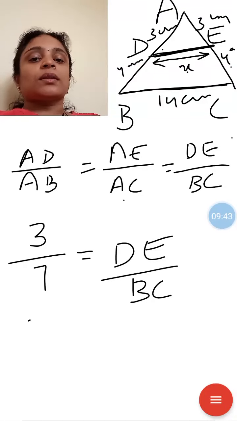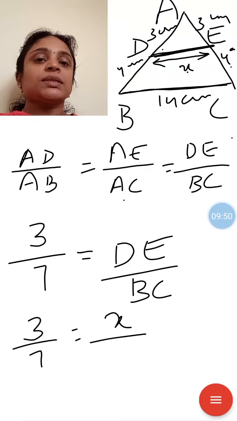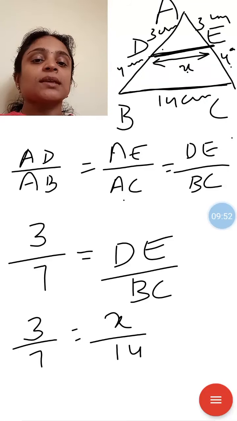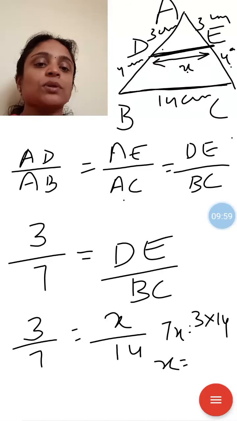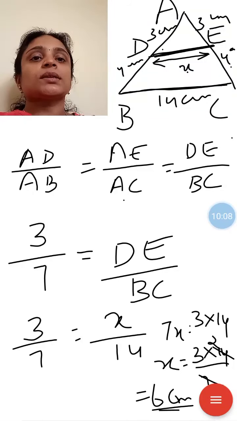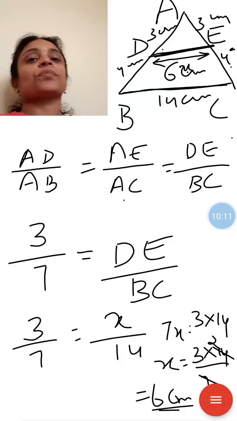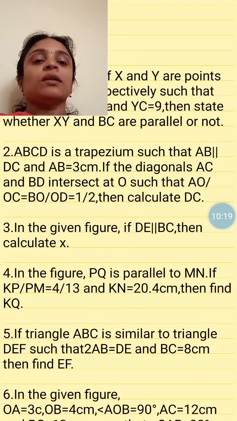3 by 7 equal to DE, X by BC is 14. So what is X? 7X equal to 3 into 14. So X equal to 3 into 14 by 7, which is 6 centimeter. So you got X equal to 6 centimeter. Okay, understood?